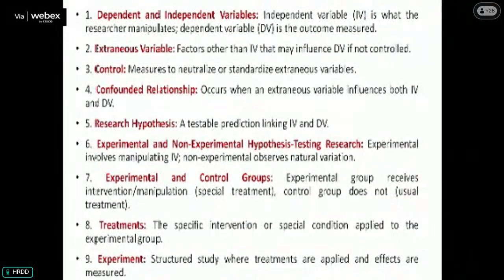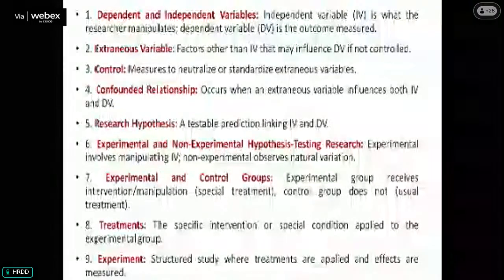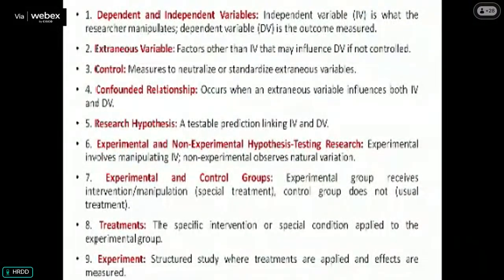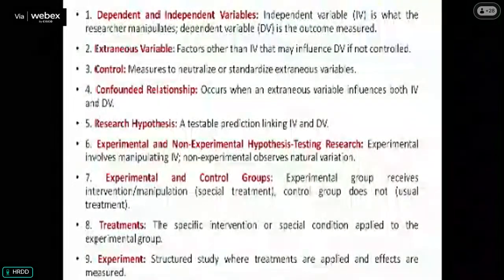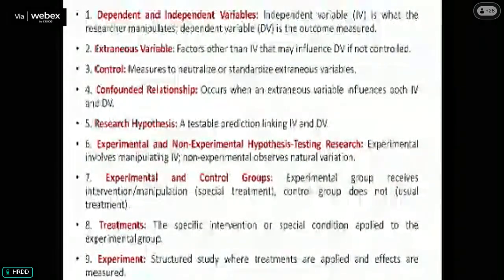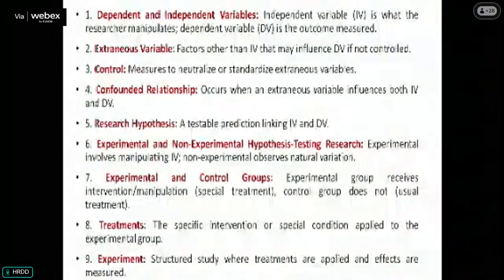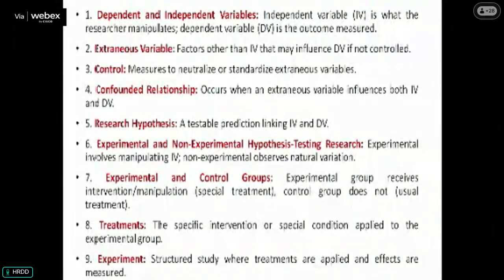So these are the 10 important terms. Again, I am telling you that dependent and independent variables are the two variables, and their relationship is the research hypothesis. You manipulate the independent variable and measure the dependent variable. The extraneous variable is something out of your control which affects the dependent variable and creates error in your study.